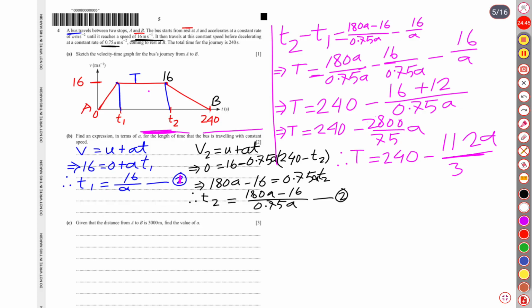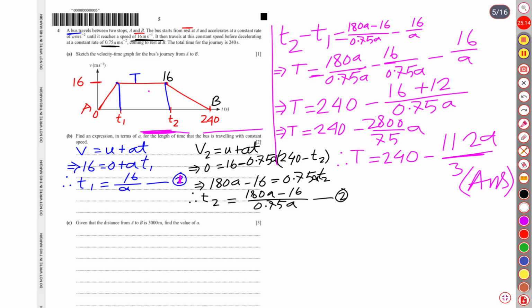So our answer is the length of time between the instants when the bus was at a constant speed. Let's see what the next question says. The next question says, given that the distance from A to B is 3000 meters, find the value of A.